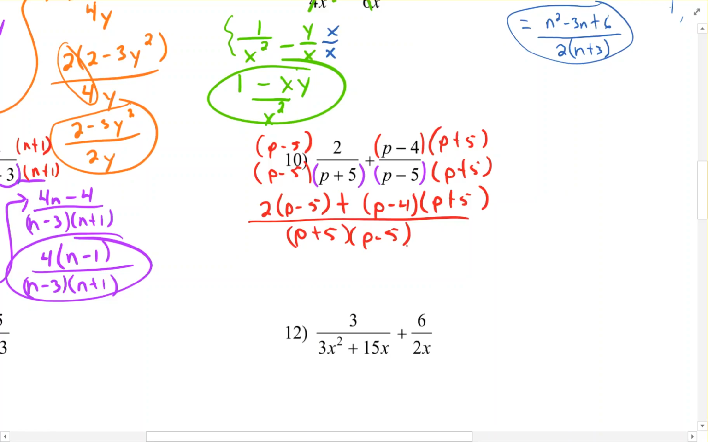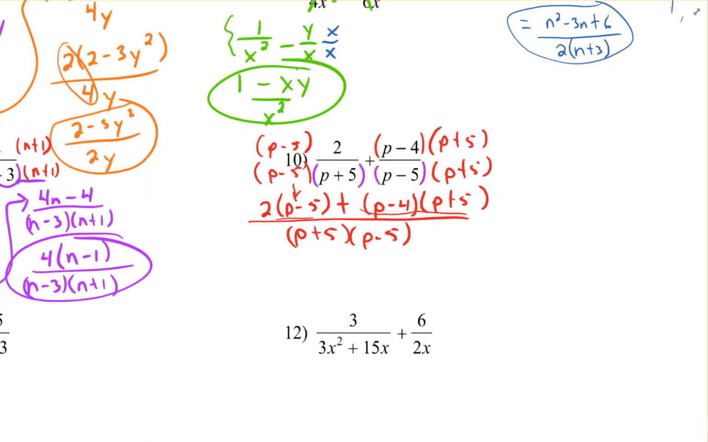Notice that you can't just start canceling any of these like p minus 5. You might be like, oh, p minus 5 is there and p minus 5 is there, I can cancel them. It's not in every term, right? You'd have to have a p minus 5 here. You'd also have to have it somewhere in there to cancel. So you can't just go ahead and cancel it.